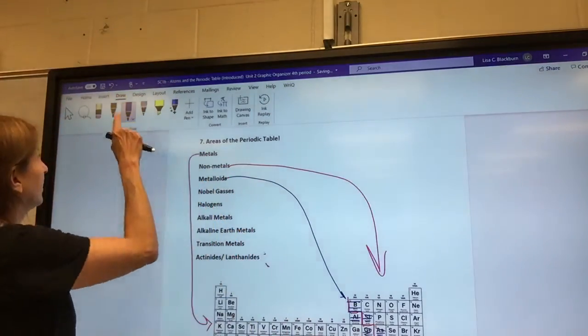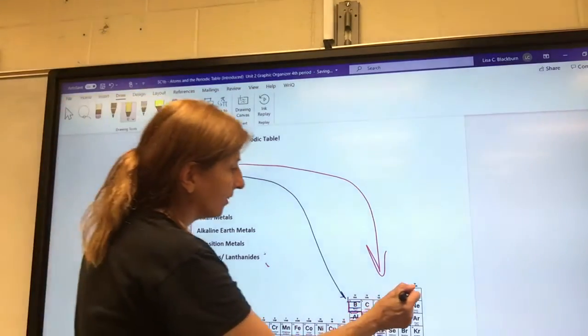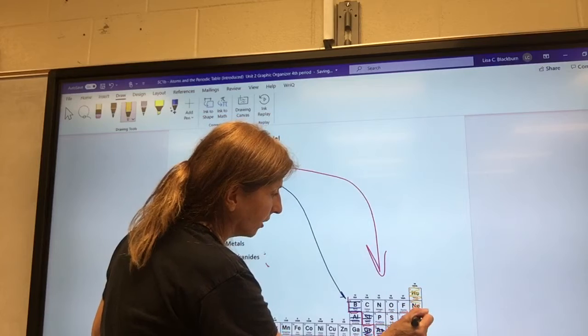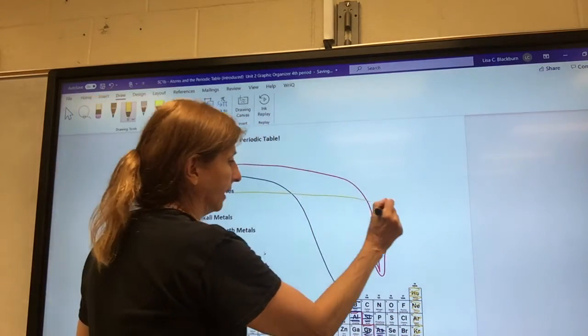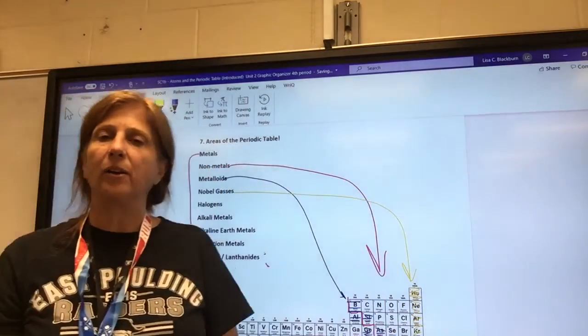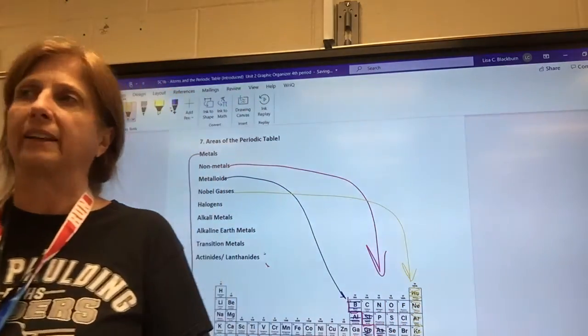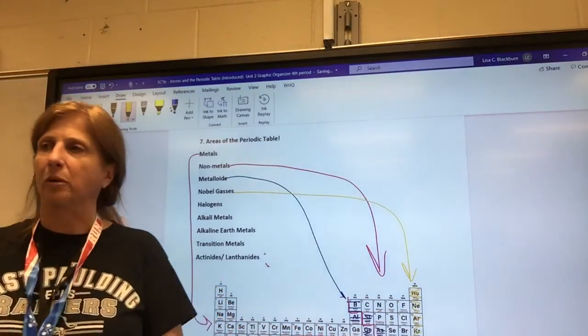I'm going to change my color again. Noble gases, we'll make them yellow. Noble gases is this column right here, and they don't like to react with anybody. They used to be called inert. Now we know if we try hard enough, we can make them react a little bit, but basically they don't react. It's this first column right there.